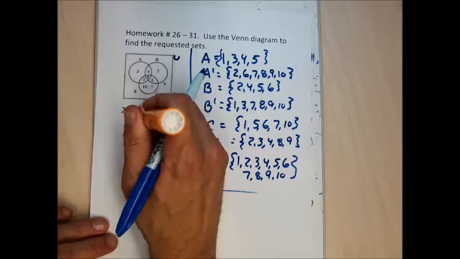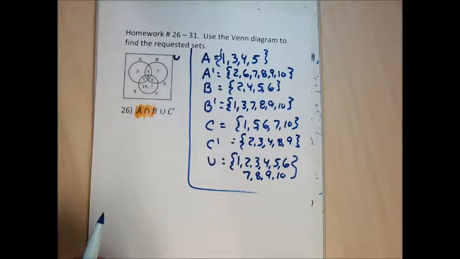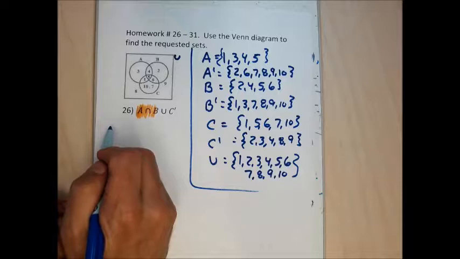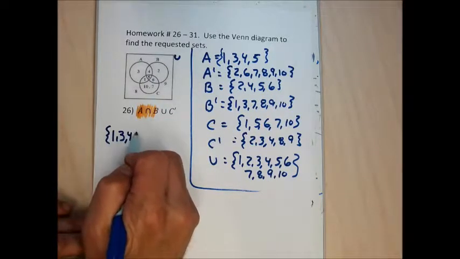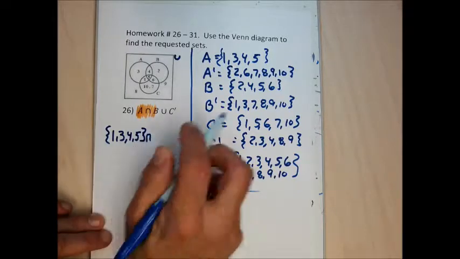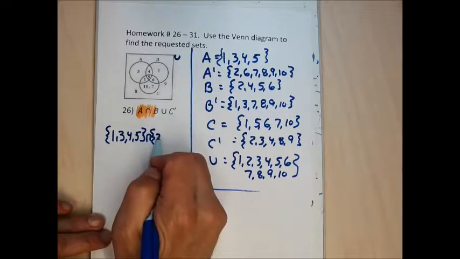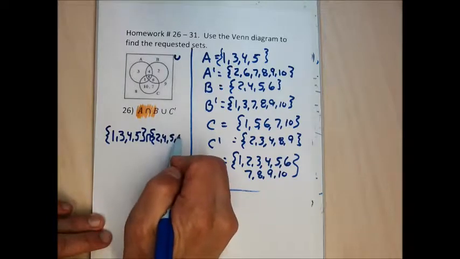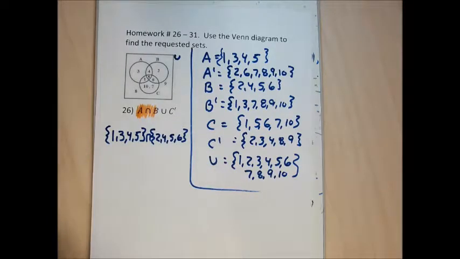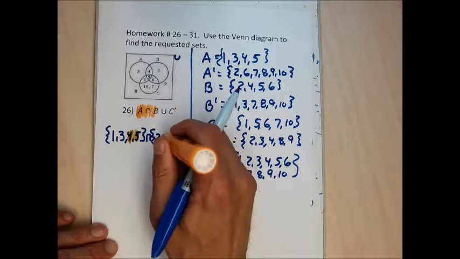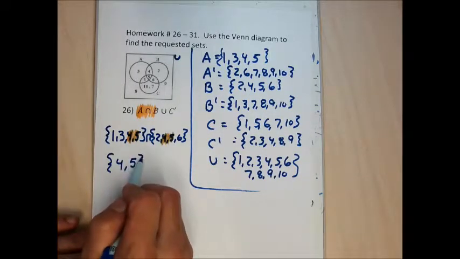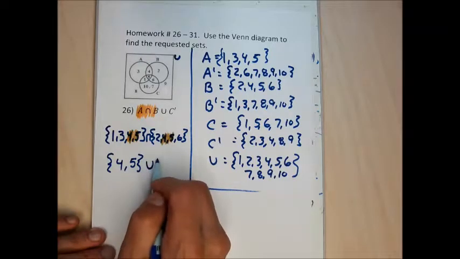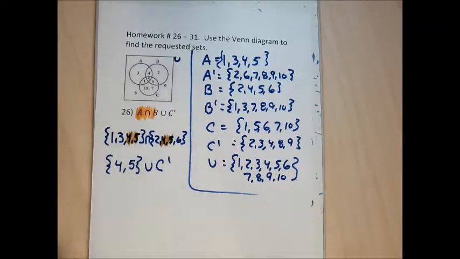For problem 26, the first thing I need to do is A intersection B. So for the A intersection B, I'm going to take the A set, which is 1, 3, 4, and 5, and intersect that with the B set, which is a set containing 2, 4, 5, and 6. Don't have enough room to write that union C complement, so I'll deal with it in a bit. A intersection B is what these two sets have in common, and so the A intersection B changes to the set containing the numbers 4 and 5. And now I'll deal with the union C complement.